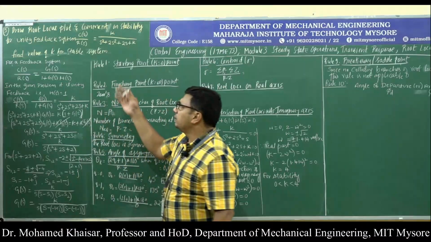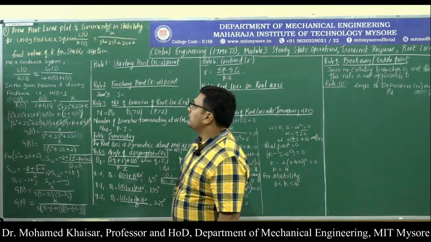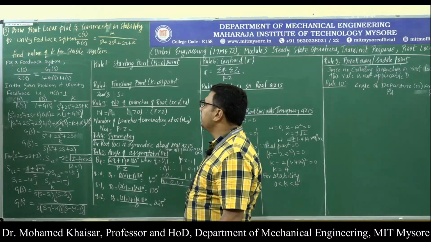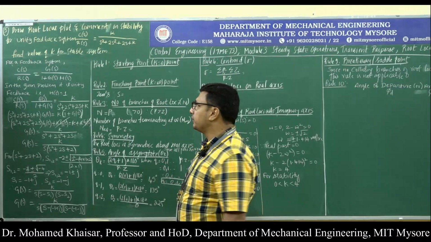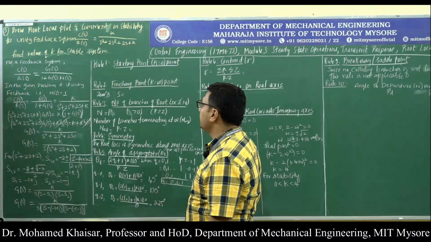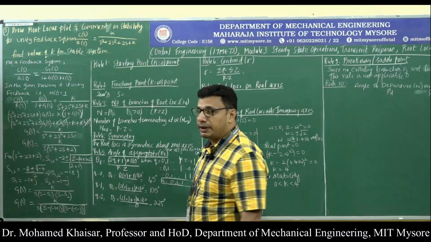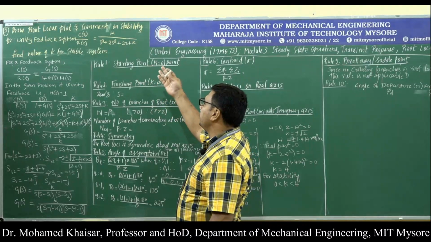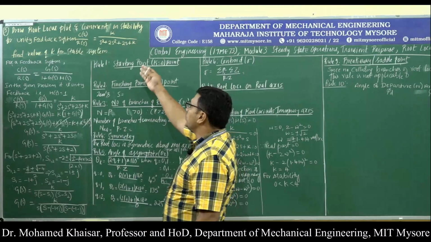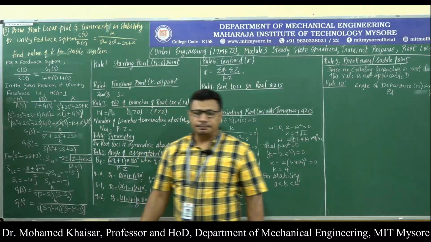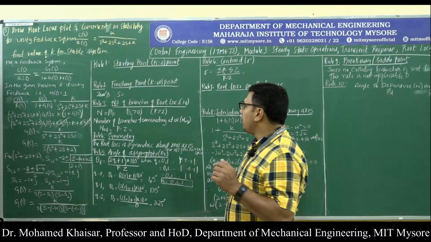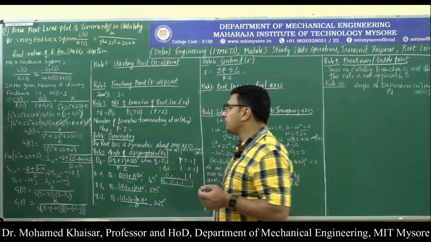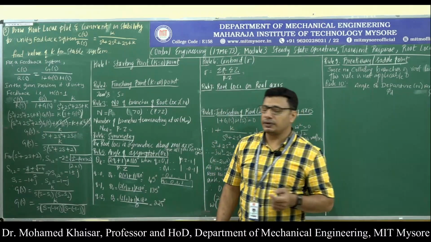Dear friends, let us solve problem number 5. The problem is, we have to draw the root locus plot and comment on stability for a unity feedback system. This is to be taken care of. Unity feedback system, which is given by the closed loop transfer function C(s)/R(s) is equal to k divided by s cube plus 2s square plus 2s plus k. And we are also supposed to find the value of k for which the system will be stable. Find the value of k for stable system. This is the question.